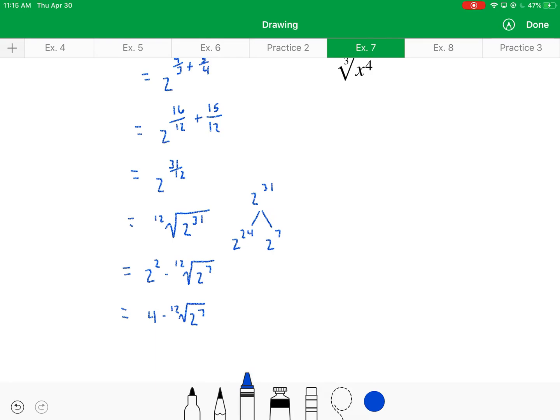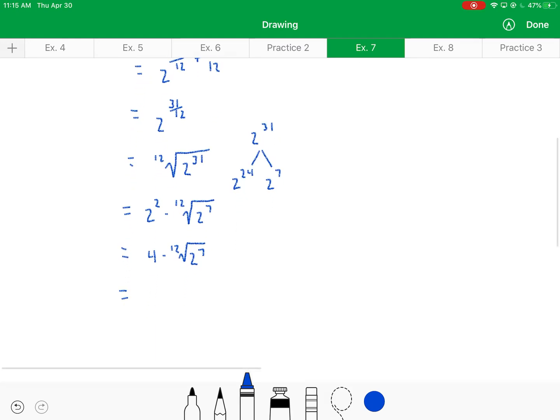And we could raise that 2 to the 7th. So that becomes 4 times the 12th root of 128.